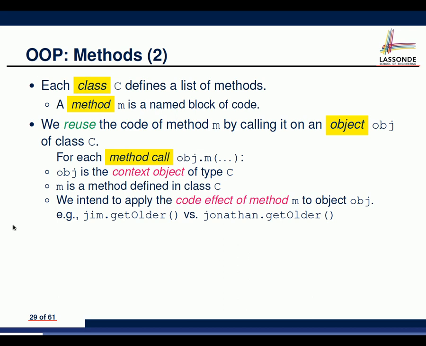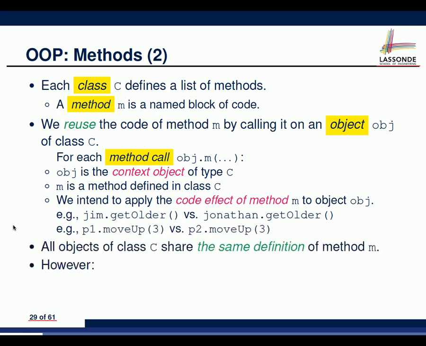How can they be different? It depends on what the context object is. On the left-hand side, you can see the context object is Jim. Jim presumably is a person object, which may have the age 53, for example. On the right-hand side, the context object is just another person object, Jonathan, in which case he may or may not be 53. He might be maybe 65, right? So the context object is very important for you to decide how the method call is going to be executed. And we'll see example in just a moment. Okay, that's about the method here.